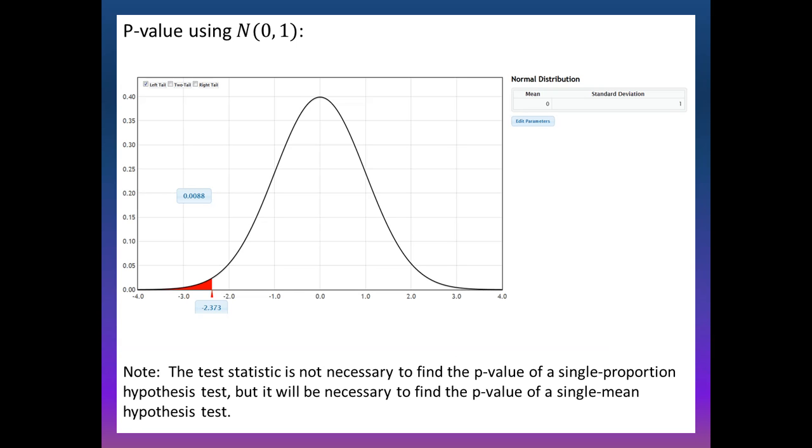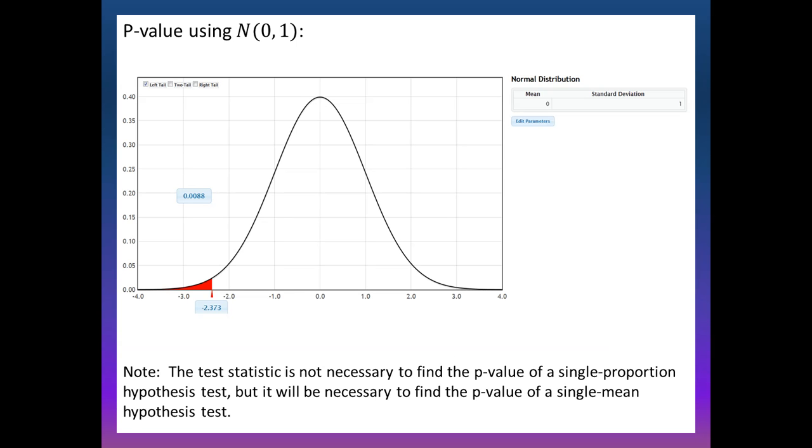I do get a slightly different p-value here. I'm getting 0.0088 instead of 0.0094. The reason for that is because in the other one with the 0.0094, I had to round the standard deviation off. It's a slight difference, but that's why I'm not getting the same number. The note at the bottom I already said, but I think it's worth repeating. For a single proportion, you can compute the p-value using the test statistic or without the test statistic. There are two different ways of doing it. That won't exist with a single mean.